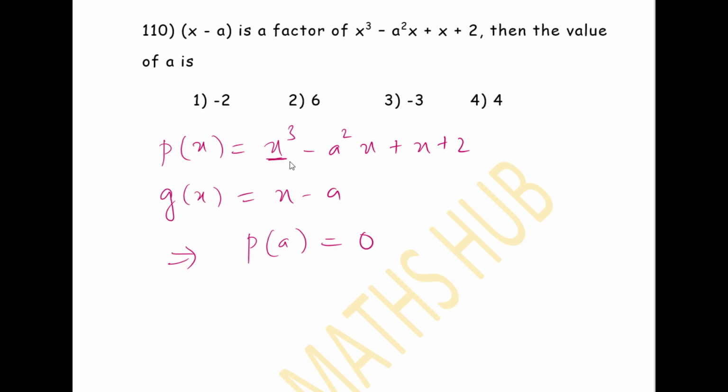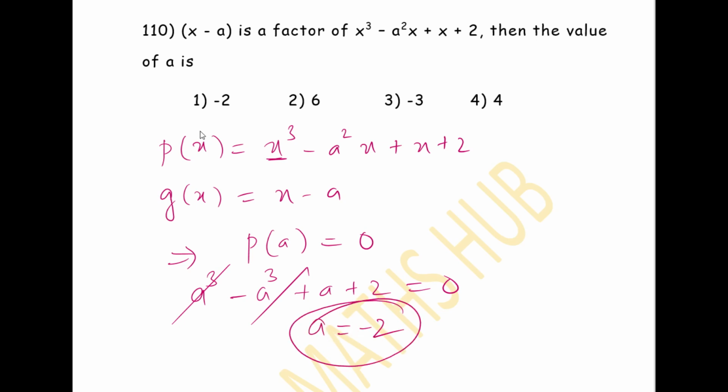Therefore substitute a in place of x, that is a cube minus a square into a is a cube plus a plus 2 equals 0. a cube minus a cube will cancel out. a plus 2 equals 0, a equals minus 2. Therefore the correct answer is option 1, minus 2. That is by using the factor theorem.